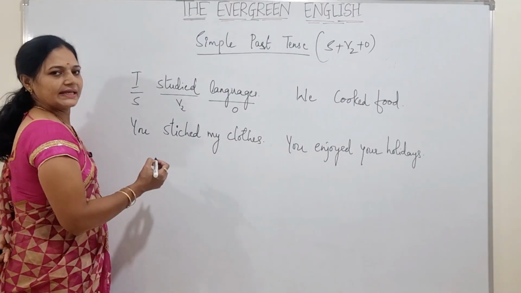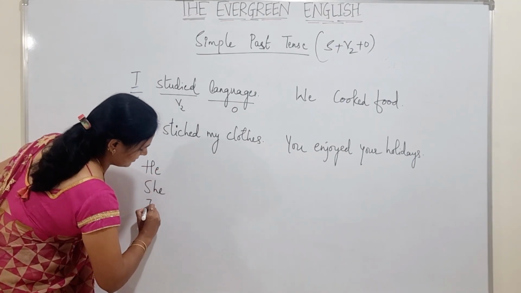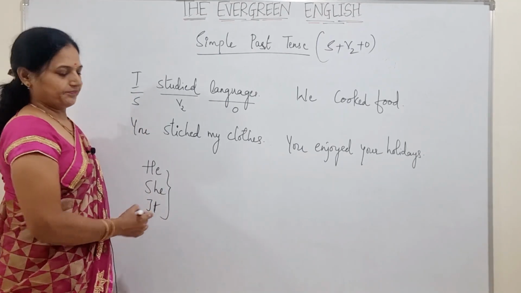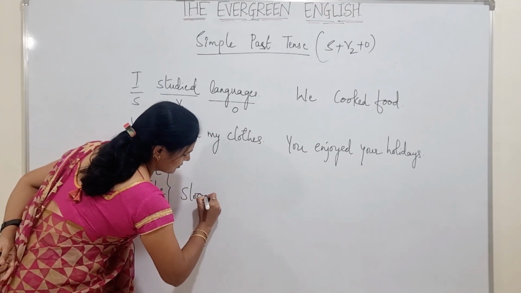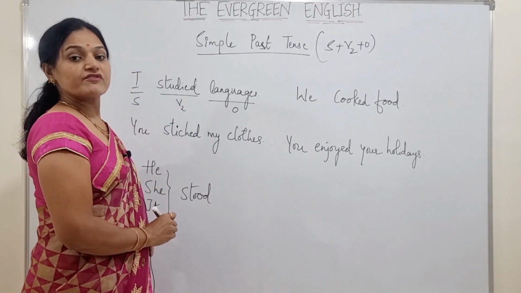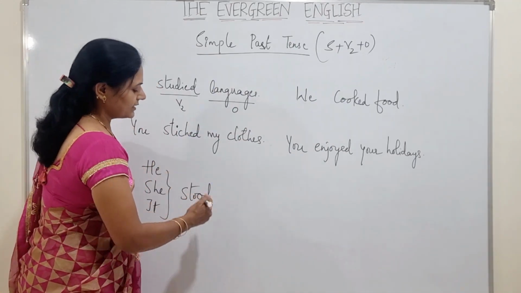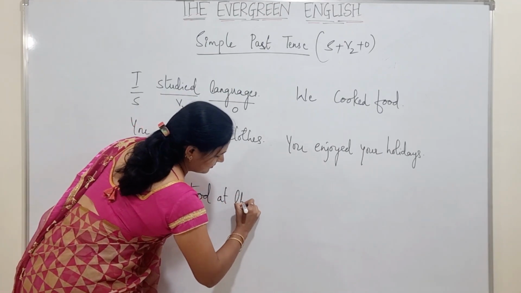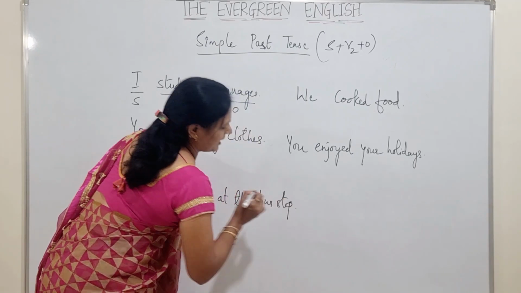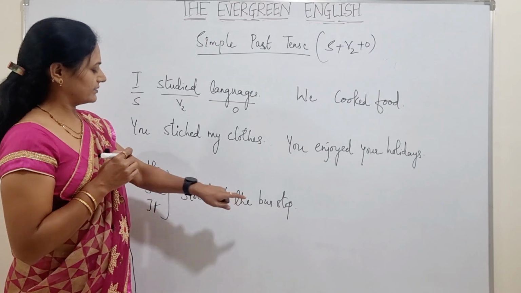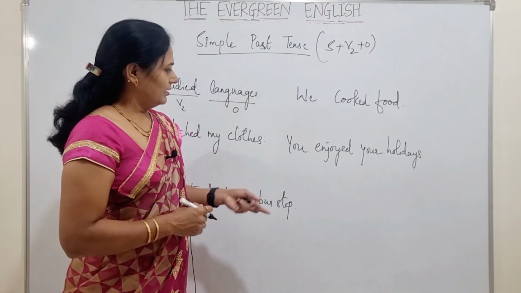Next, he, she, it. Third person singular, he, she, and it. Give a verb here. Stood. What is the V1 form of stood? Stand, stood, standing. He stood at the bus stop, or at the ground. He stood at the ground. She stood at the bus stop. It stood at the bus stop.